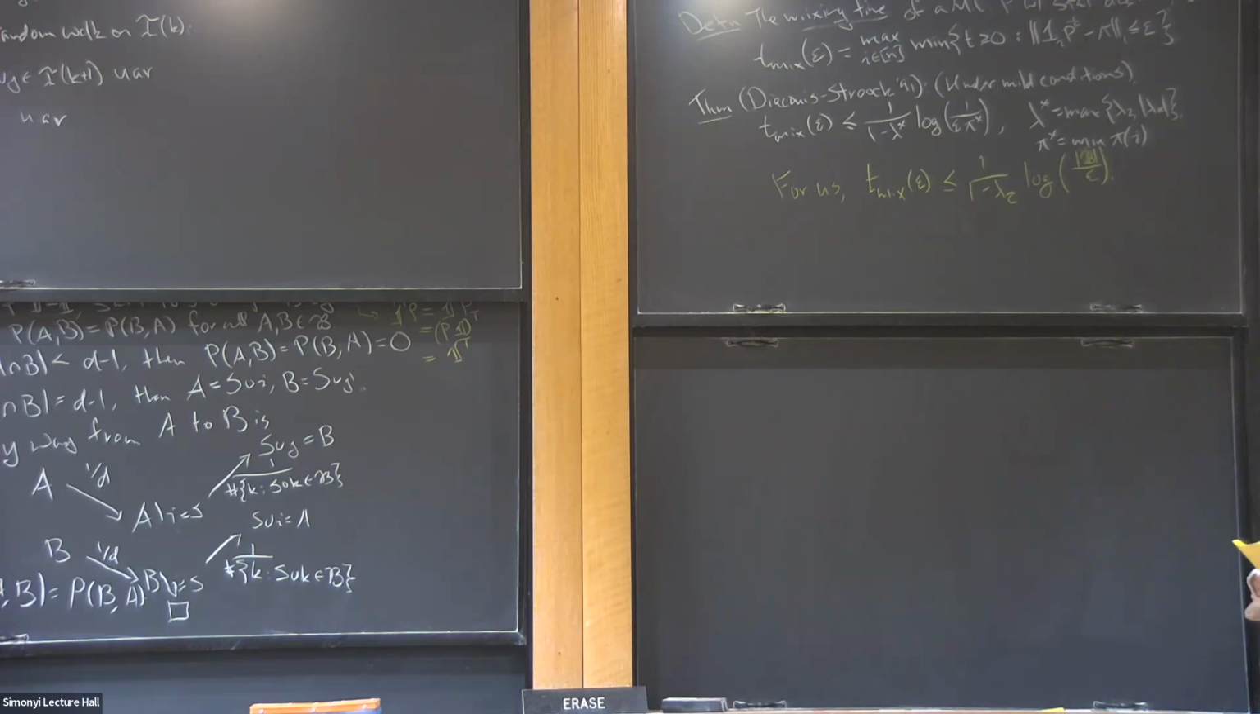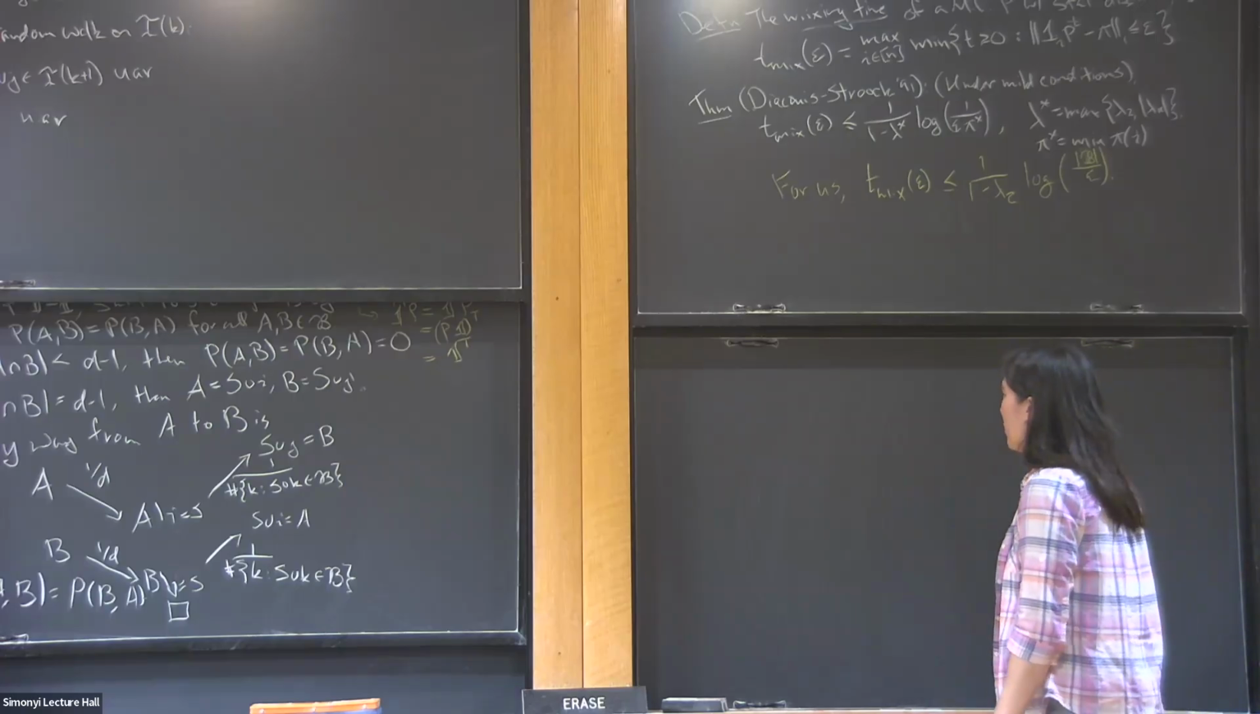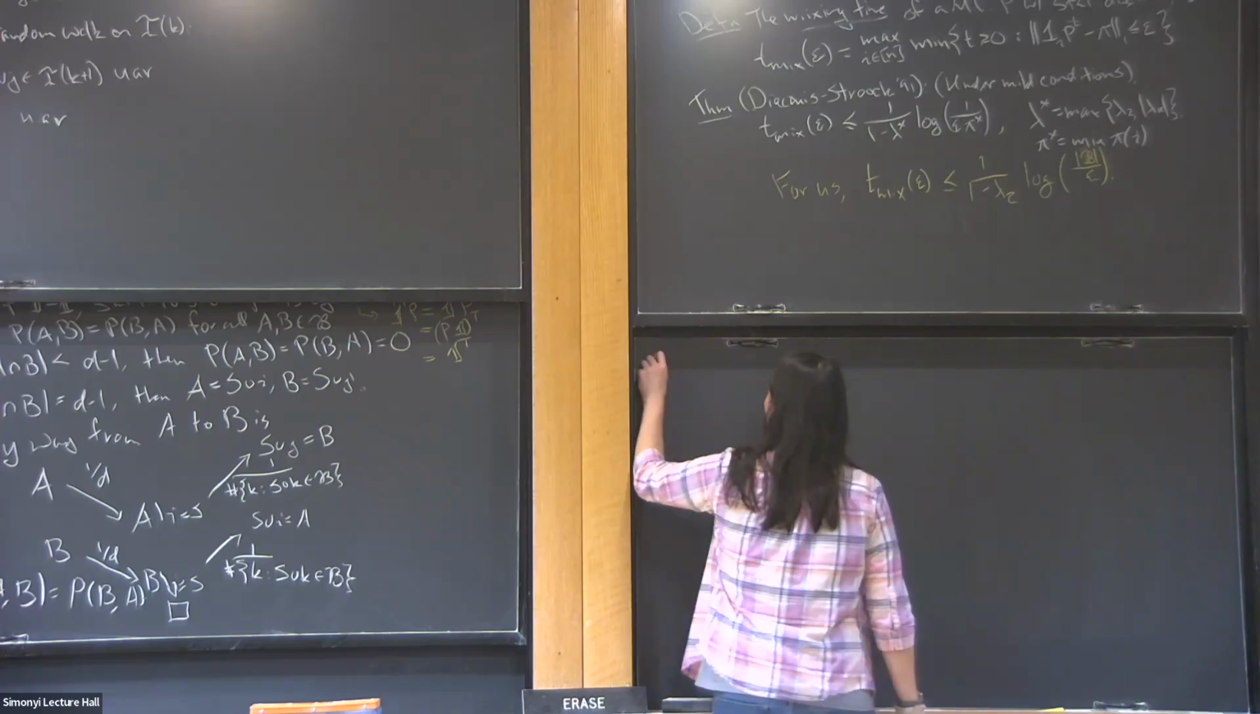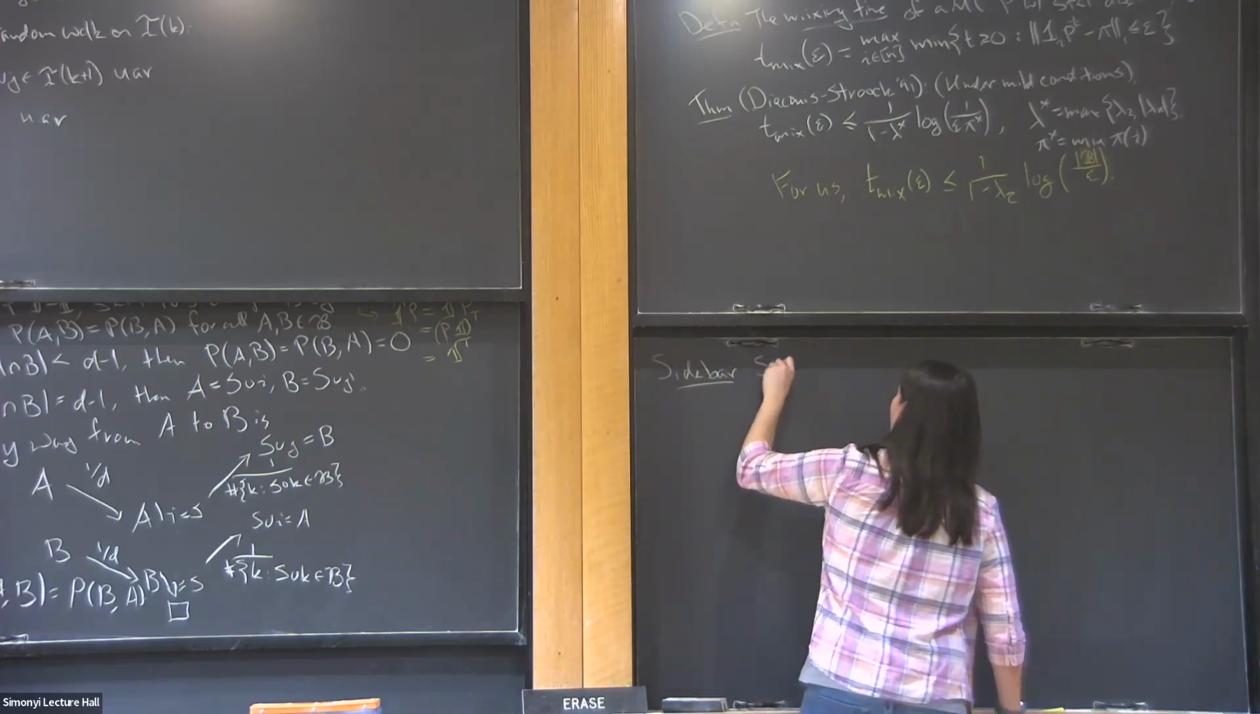Lambda 2 is which eigenvalue? It's the second biggest one. The first biggest one is always 1. The second biggest one is lambda 2. Okay. So we are going to do a sidebar on simplicial complexes.